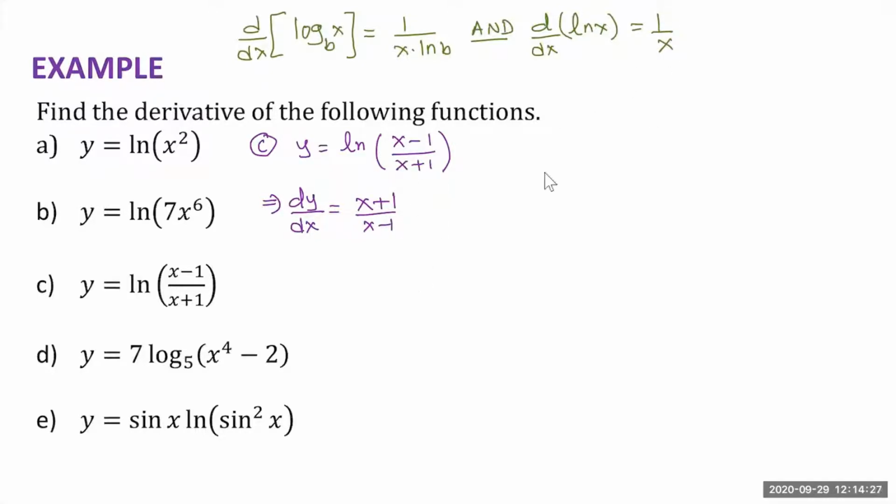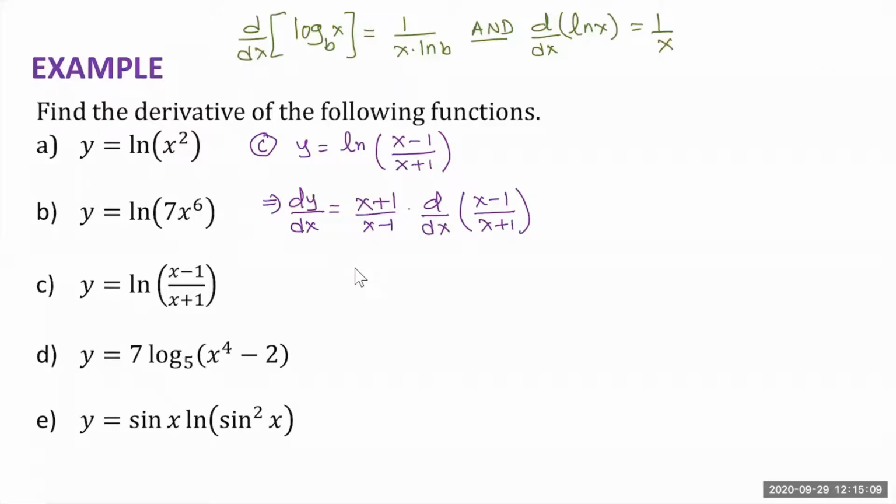That is 1 over x, which is the derivative of the outside function. Then multiply by the derivative with respect to x of the inside function. Inside function is x minus 1 over x plus 1. So in this step, we use the chain rule.